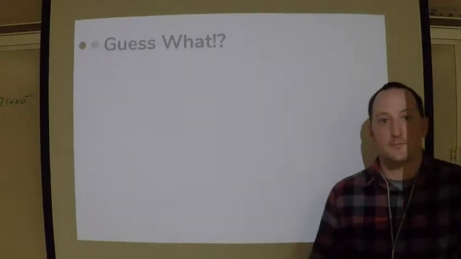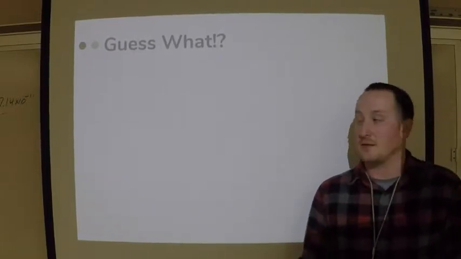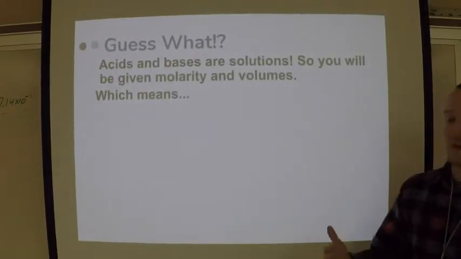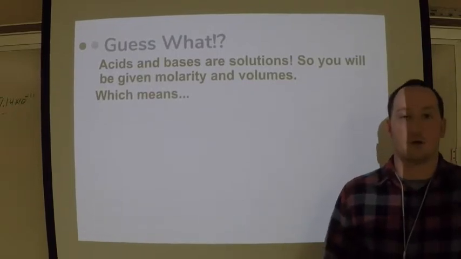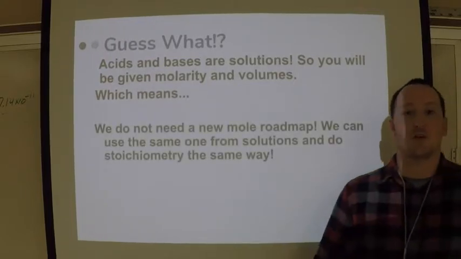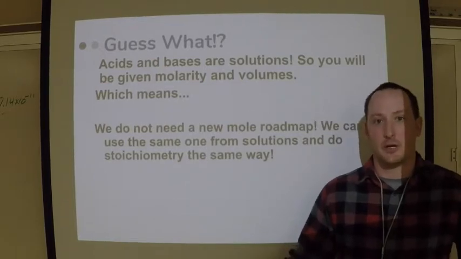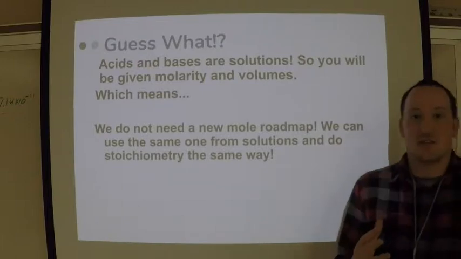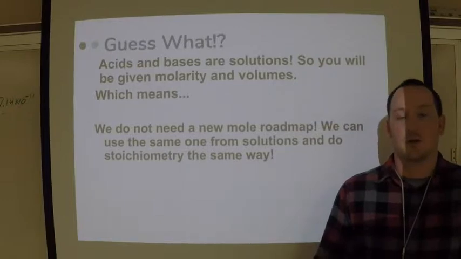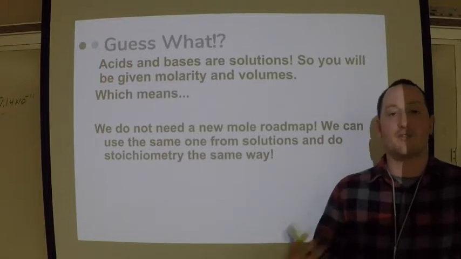So, guess what? This is actually going to be good news for you guys. We're going to do stoichiometry, but there's a positive to that. And here's the positive. Acids and bases are solutions, which means you're going to be given molarities and you're going to be given volumes. So what that means is that we don't need to add something new to the mole map. You know how every unit, our mole map has gradually gotten bigger and bigger and bigger. Well, since these are still solutions, we're just going to use the mole map that we used when we did the solutions unit, because we're still using molarities and volumes, so molarity in liters, and we can get to moles. So we don't have to add anything new.